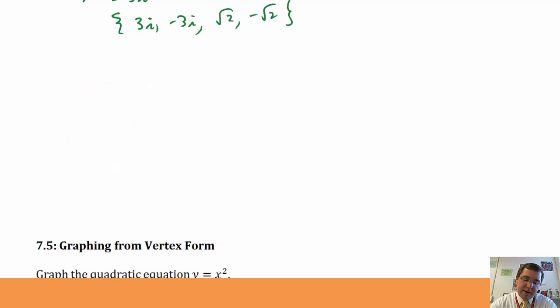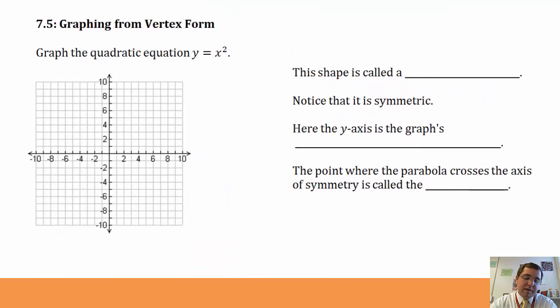Okay, that's enough with 7.4. 7.5 is on something completely different, graphing a quadratic equation when it's in vertex form. So let's start with a very simple quadratic equation. The equation y equals x squared. We can't get any more simple than that if it's going to be a quadratic equation. Quadratic means the highest power of the variable is 2. So the highest power of x here is 2, and I'm not adding or subtracting or multiplying or dividing by anything else. So this is the simplest quadratic equation I can graph. So we're going to start with that.